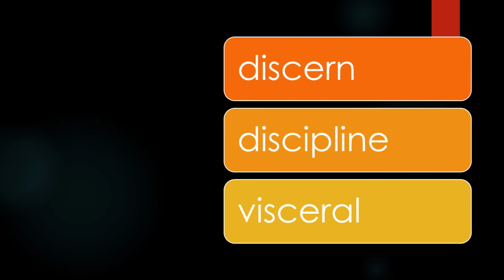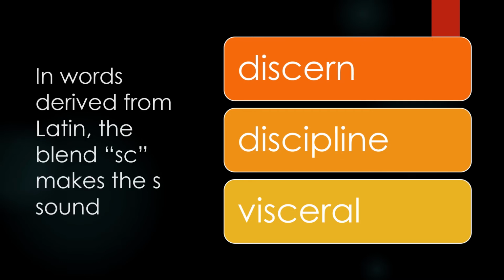Discern, discipline, visceral. What do these words have in common? In words derived from Latin, the blend SC makes the S sound, right? The sound that the symbol stands for. So I have not discern, but discern. That SC gives me that S. Discipline. Again, that SC is an S sound. Visceral. The SC is there again. It makes the S sound.